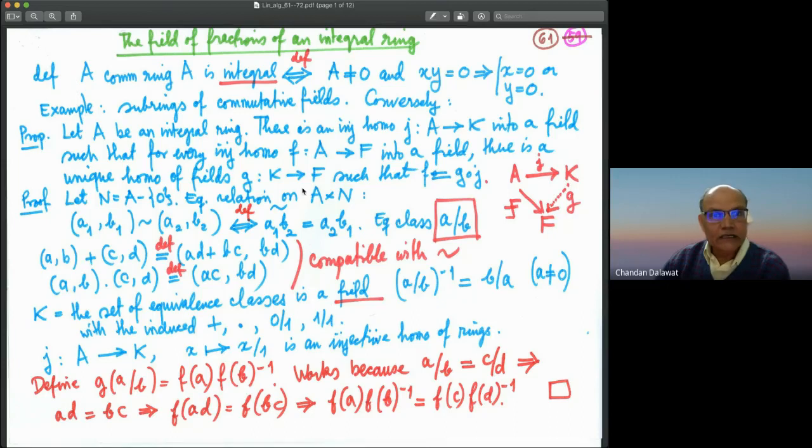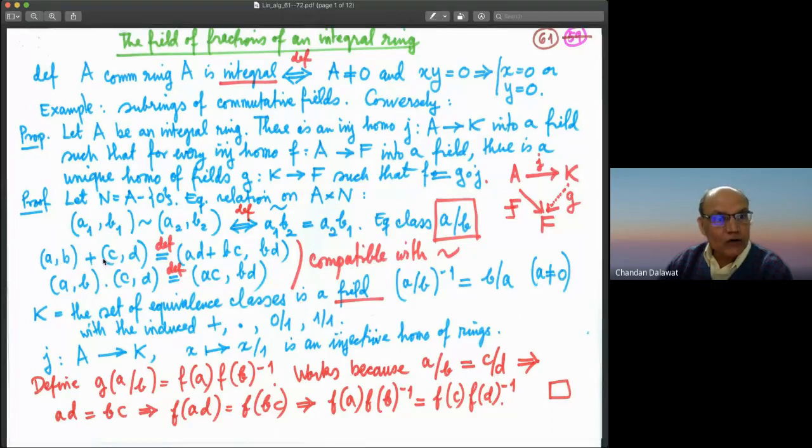And so this is obviously an equivalence relation. The name of the equivalence relation is tilde here. And the equivalence class of the pair A comma B is going to be denoted by A slash B, or A over B, like this. So for the time being, it's just the set of equivalence classes. We are now going to make it into a ring.